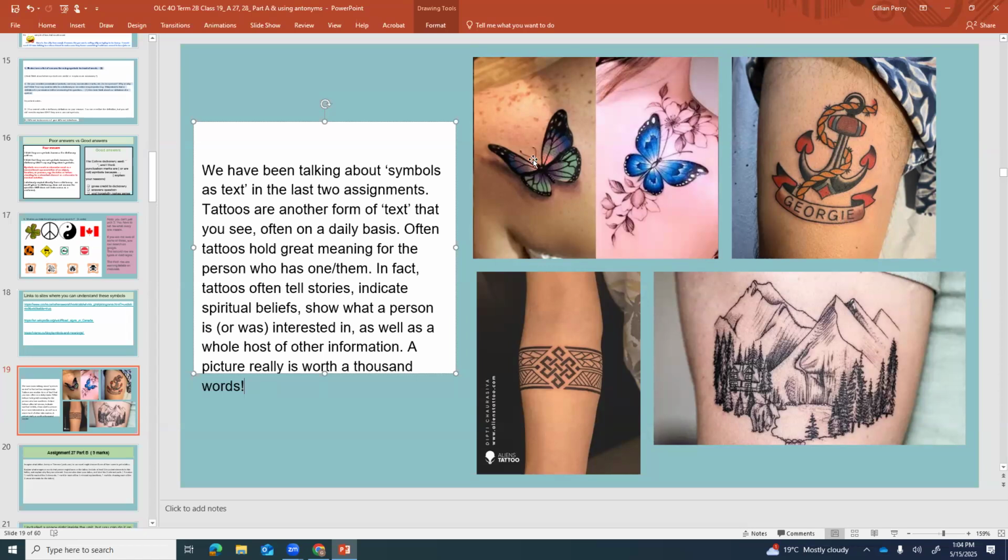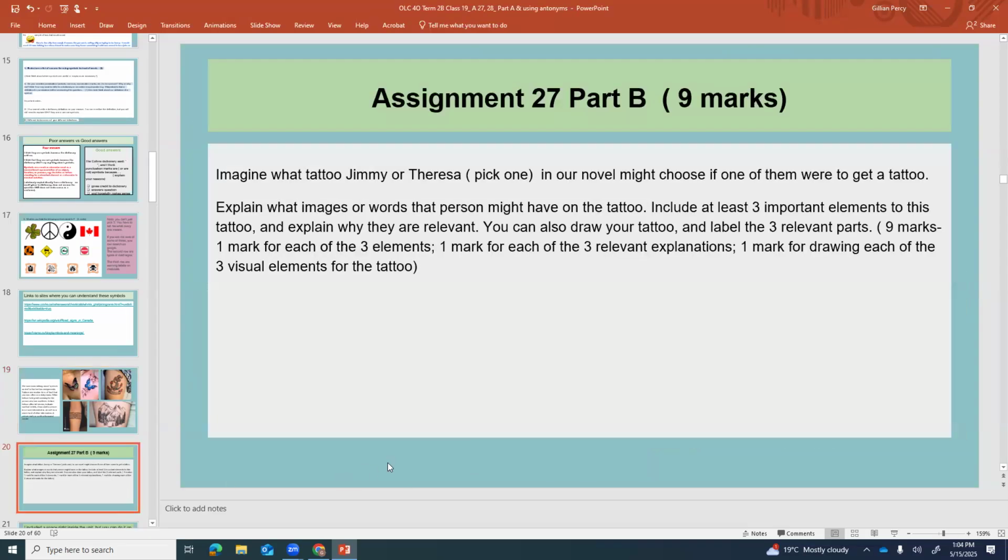Butterflies are sometimes considered a symbol of transformation. This is a beautiful one. I'm not sure if this is a kind of a favorite scene of theirs, but you will see a lot of different tattoos that have certain meanings. So part B of assignment 27 is we are going to kind of design our own tattoo. So in our novel, I want you to think about Jimmy or Teresa from Jimmy Comes Home. And if they were going to get a tattoo, what might they get?